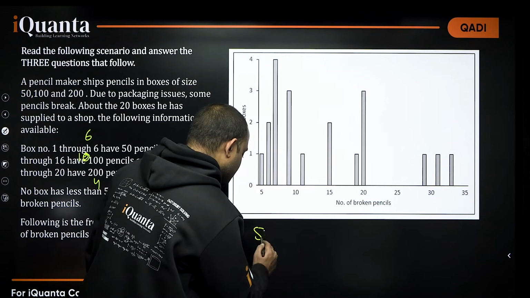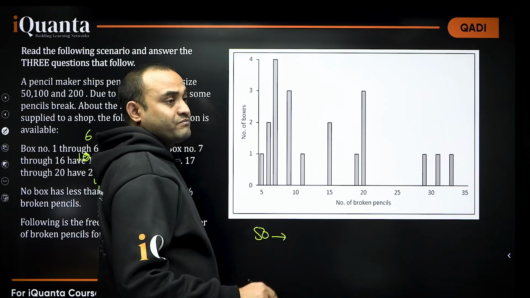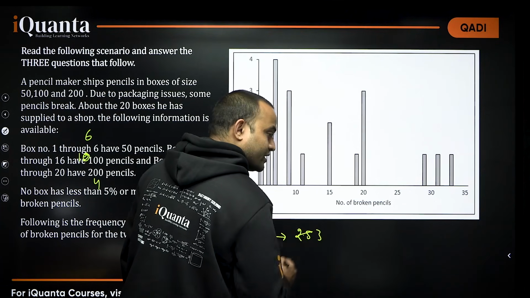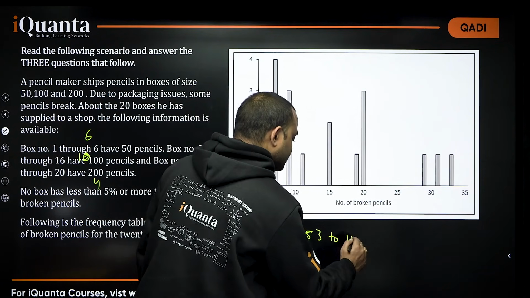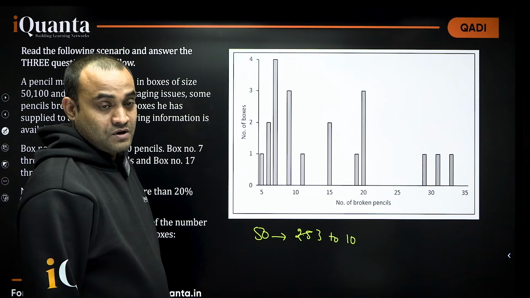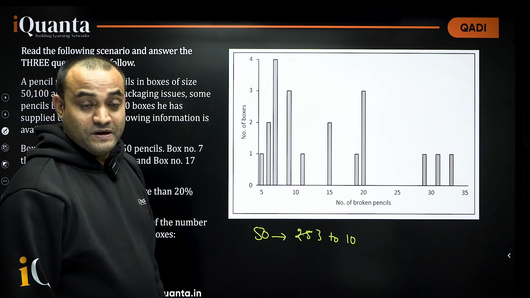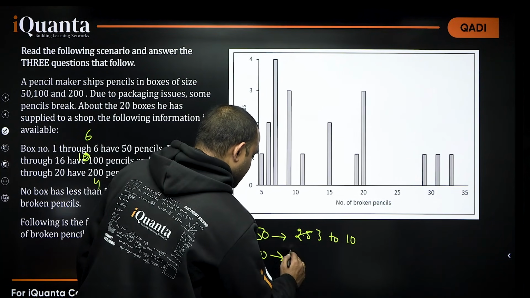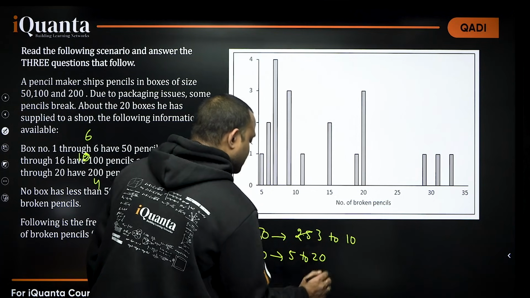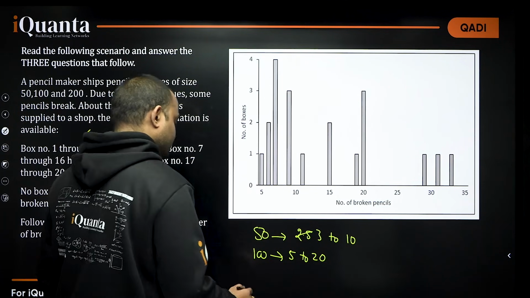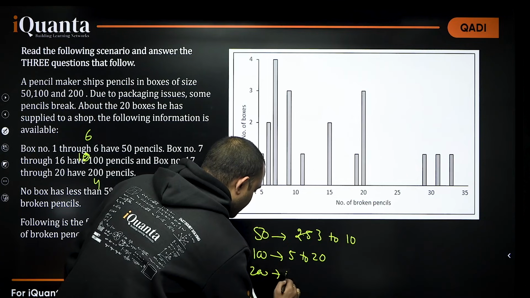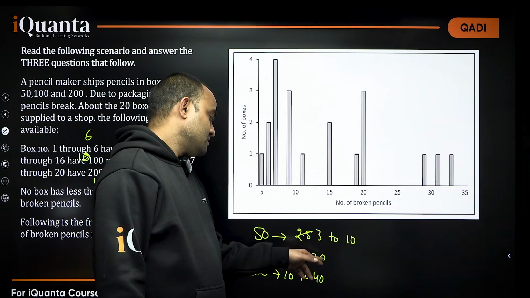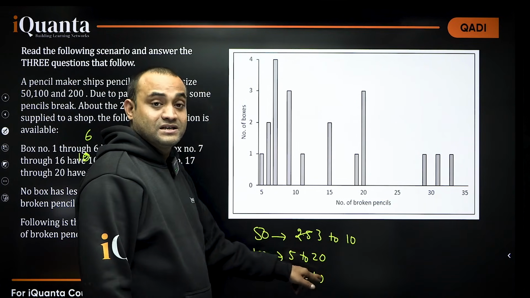If we have a box of 50 pencils, minimum 5% is broken, so 2.5. This is not possible, so we take 3. Maximum 20%, so 3 to 10. The number of pencils broken in all the boxes which have 50 pencils could be 3 to 10. For boxes with 100 pencils, the number broken could be 5 to 20. And for 200 it will be 10 to 40, right? So any number that is greater than 20 must come in this range, right?